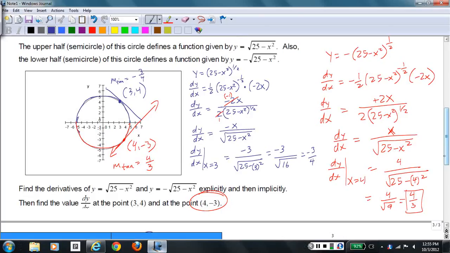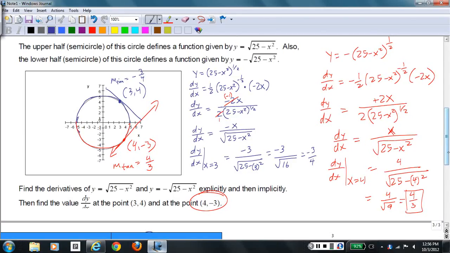negative x over y, that's negative 3/4. If we try it at the point (4, -3), negative x over y would be negative 4 over negative 3, and that's positive 4/3. So we don't need 2 separate expressions to come up with the slope of the tangent line. Negative x over y works for every point on that circle.